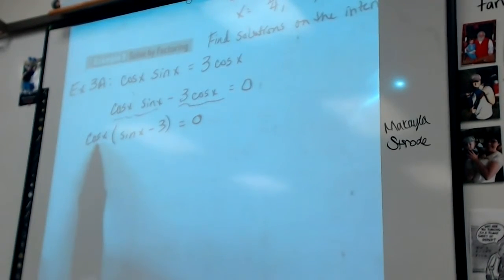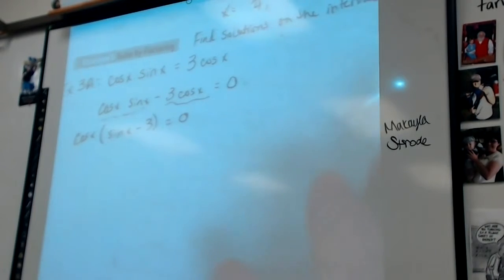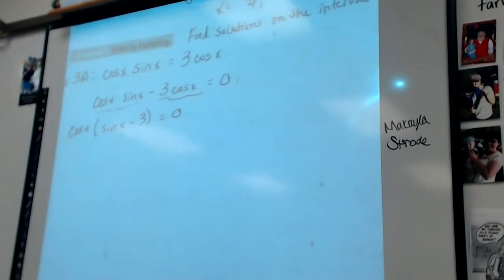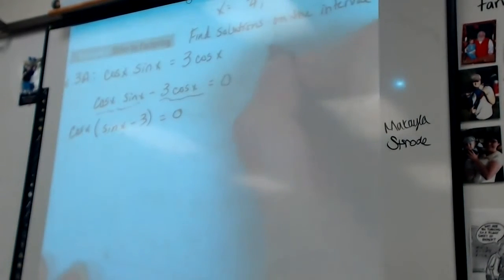Because if cosine x was 0, it'd make the whole thing 0. If sine x minus 3 was 0, it would make the whole thing 0. So just like when you factored, and you got x plus 2, x plus 4, and you set them equal to 0 and solve for each one, that's kind of the same idea. So we got cosine x equals 0.